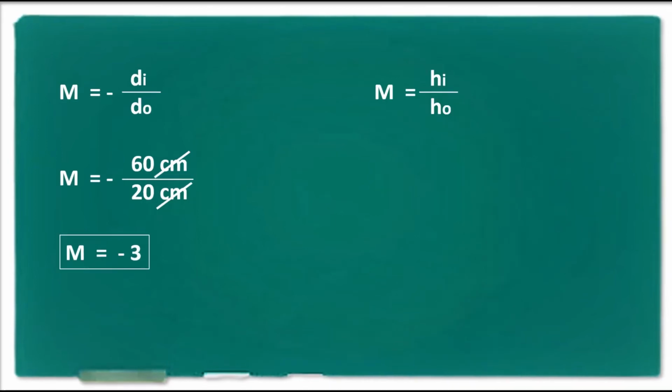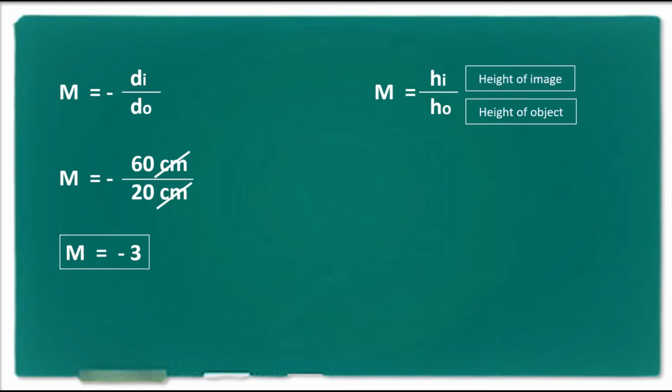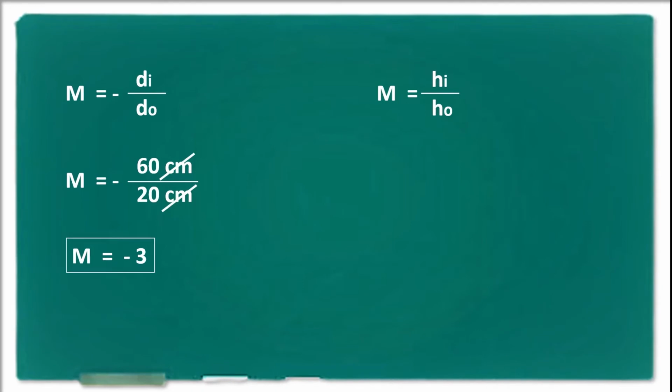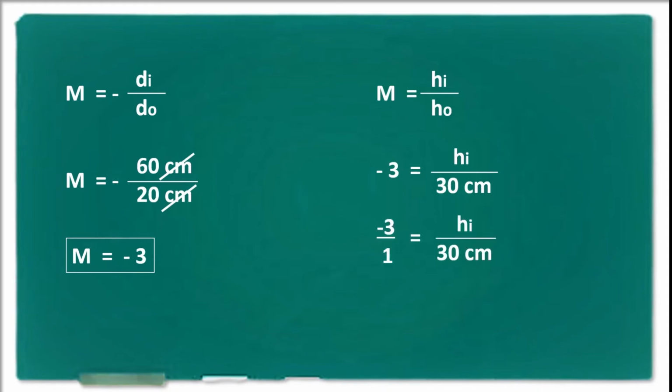Now, to solve for the height of the image, we will use the formula m is equal to hi over ho, or magnification is equal to the height of the image divided by the height of the object. The magnification is equal to negative 3 and the height of the object is 30 centimeters. Our equation becomes negative 3 equals hi over 30 centimeters. This equation can also be expressed as negative 3 over 1 is equal to hi over 30 centimeters.